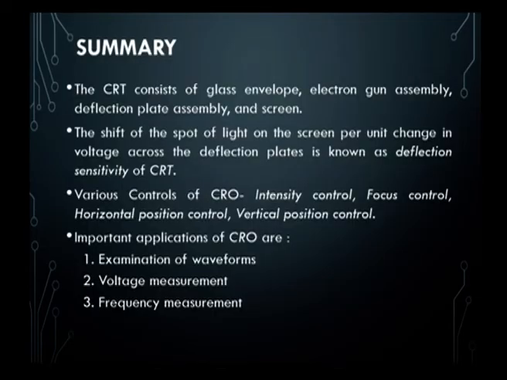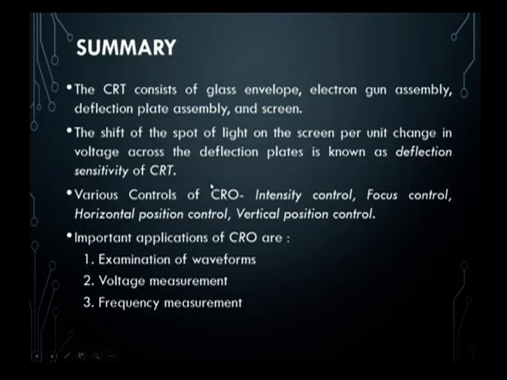In summary, we studied the CRT and its different parts: the glass envelope, the electron gun assembly, the deflection plate assembly and the screen. The CRO is mainly used to study or measure different quantities like frequency, voltage, phase difference and the behavior of the signal. It is very useful in applications like television receivers or radio transceivers. We also studied the various controls, like the vertical deflection plate control, intensity control and focus control knob, and how these affect the CRO output.